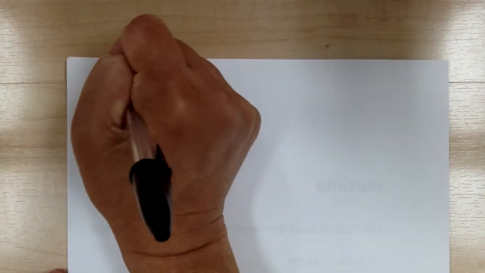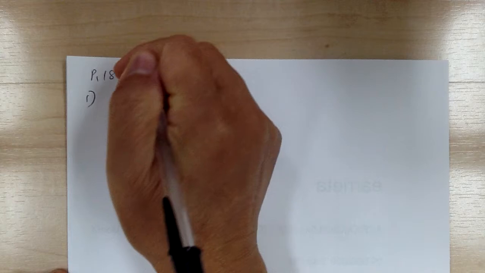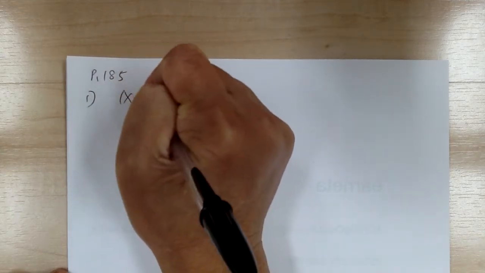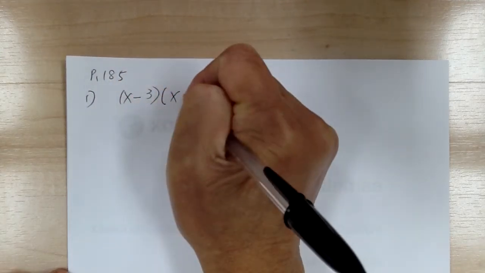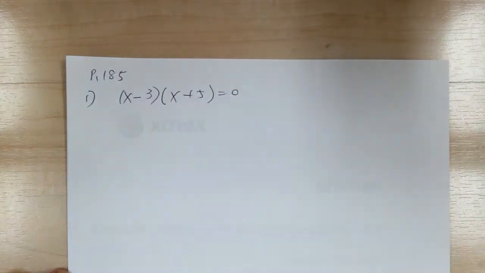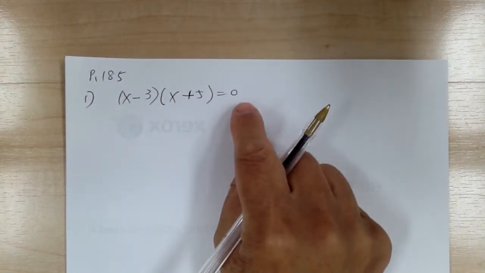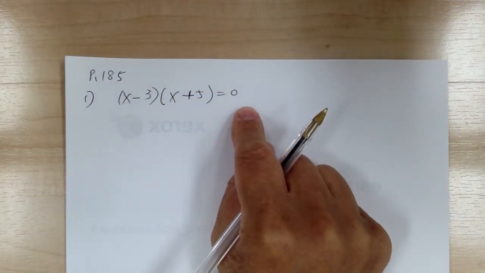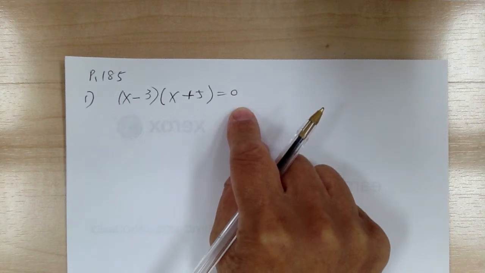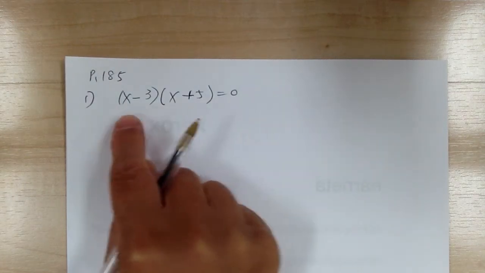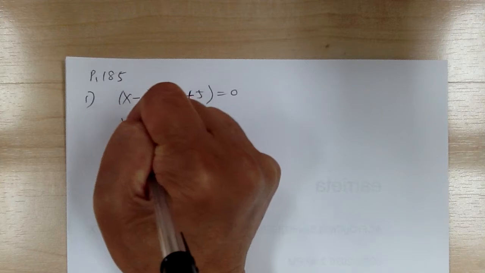Let's go to page 185 and start with number 1. Here you have (x - 3)(x + 5) = 0. Whenever you're solving equations, if you want to solve by factoring, you need to make sure the right hand side is equal to 0 before you do any factoring. So this one, the factoring is already done for you. So you just go and set it equal to 0.